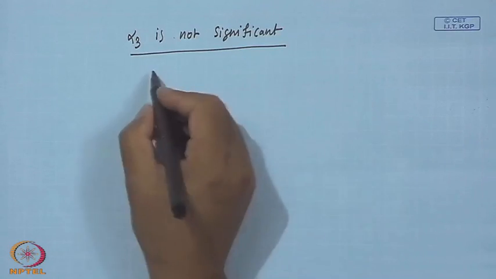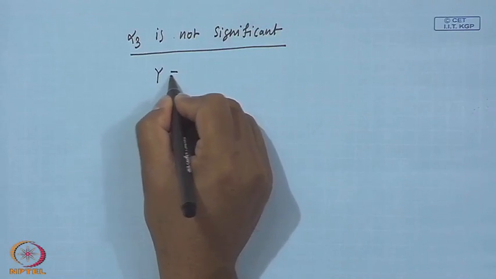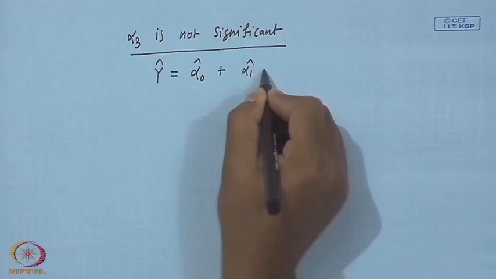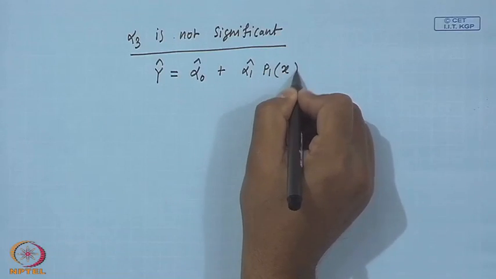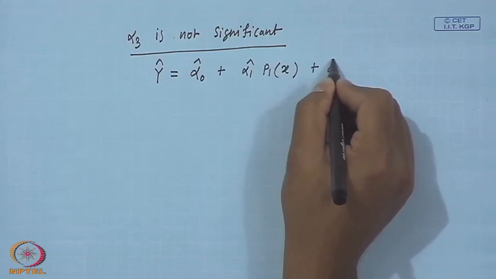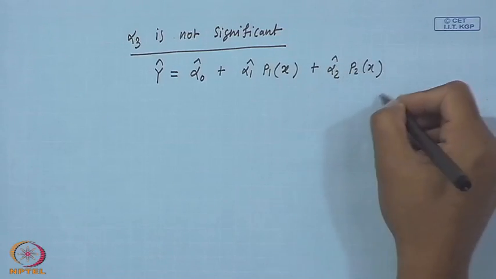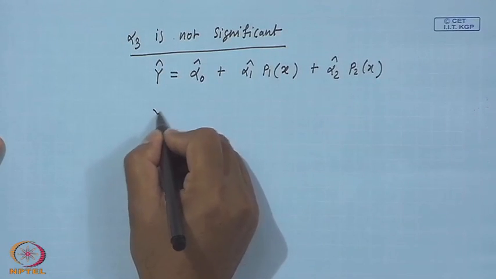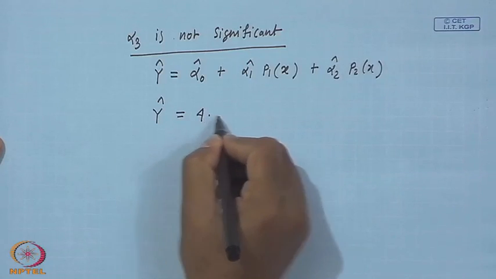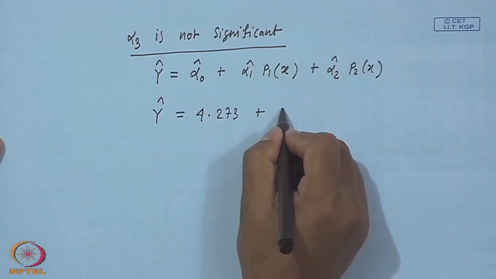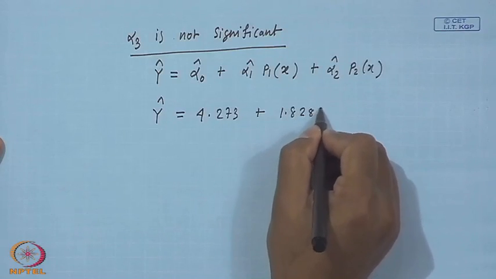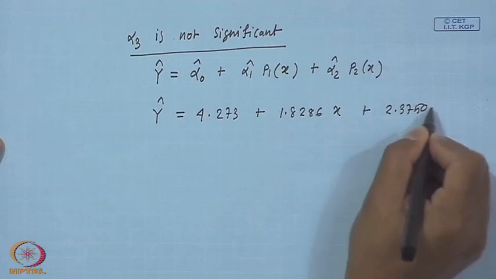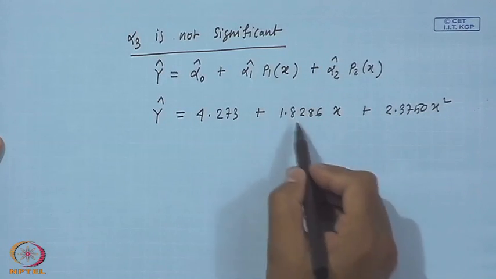Not significant means I can go for the model y equal to alpha naught hat plus alpha 1 hat p 1 x plus alpha 2 hat p 2 x. I can ignore the cubic term, and finally, you can check that y hat is equal to 4.273 plus 1.8286 x plus 2.3750 x square.